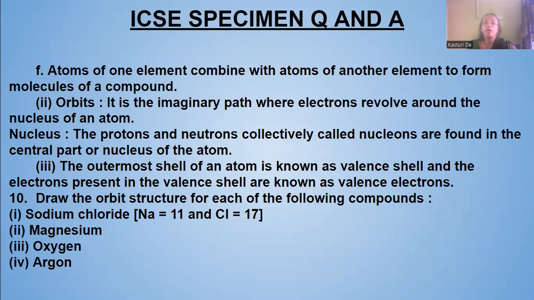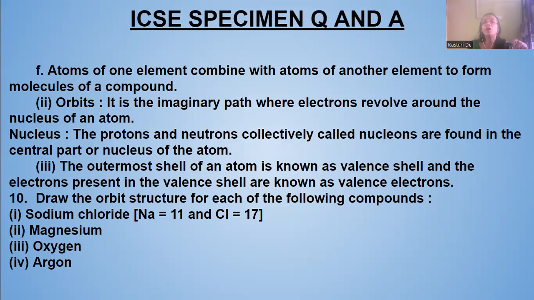And the next part of the question is, what are orbits and nucleus? An orbit is an imaginary path where electrons revolve around the nucleus of an atom. So those imaginary paths are known as orbits. And the nucleus is the central part of the atom, where protons and neutrons are present, and those two combined, protons plus neutrons, are collectively called the nucleons.